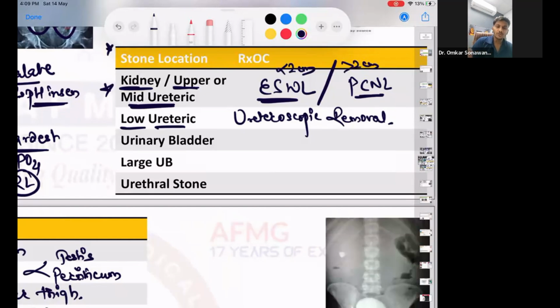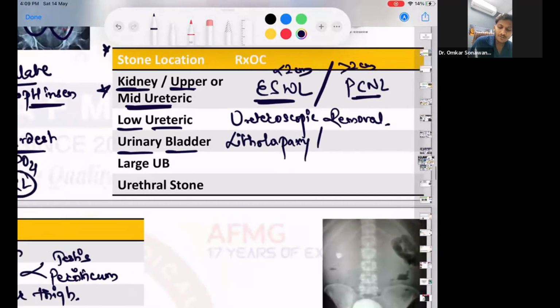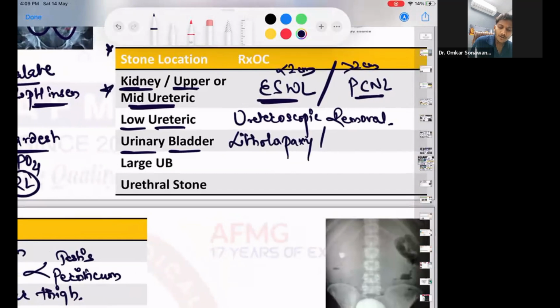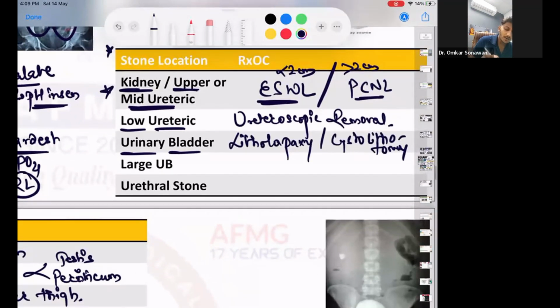Okay, low ureteric stone: ureteroscopic removal with Dormia basket. Urinary bladder stone, if small, then lithotripsy. But if it is a large or a giant urinary bladder stone, then we will perform a cystolithotomy. Important. Open up the urinary bladder and remove the stone. That is what cystolithotomy is. Large urinary bladder stone: the treatment is cystolithotomy.